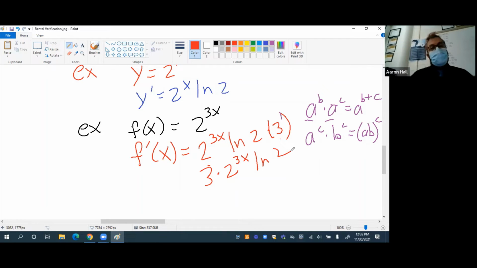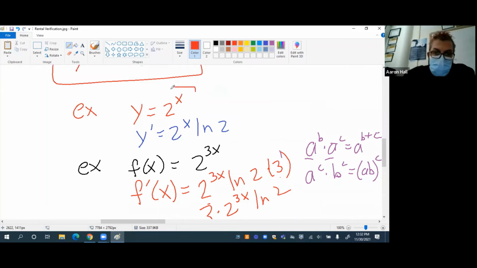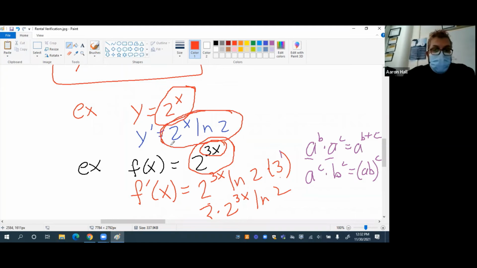Yes. I was wondering why there's like a 3 at the end. How did you get that? Oh, because we had to do the chain rule. So look, let's consider this back up here. I have 2 to the power of x. Here I have 2 to the power of 3x, which means that this is a function inside of another function. So the first thing we did is we took the derivative of the outside function, which is this piece here, times the derivative of the inside function, which is that piece there.